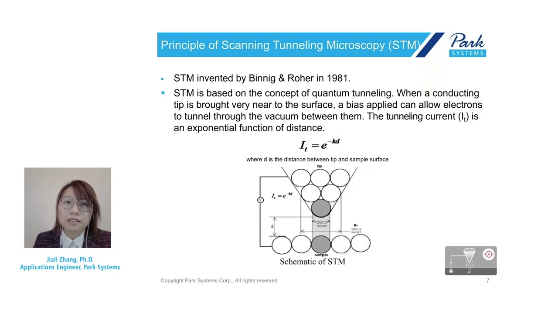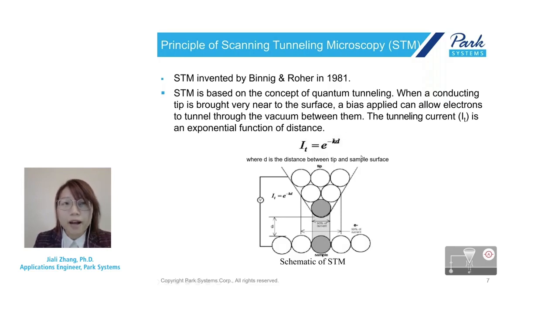STM is based on the concept of quantum tunneling. A sharp conducting tip is brought very near, usually within 10 angstrom, to the conductive sample surface to be examined. A bias applied between these two allows electrons to tunnel through the vacuum between them. The resulting tunneling current is a function of tip positioning, applied voltage, and the local density of states of the sample.